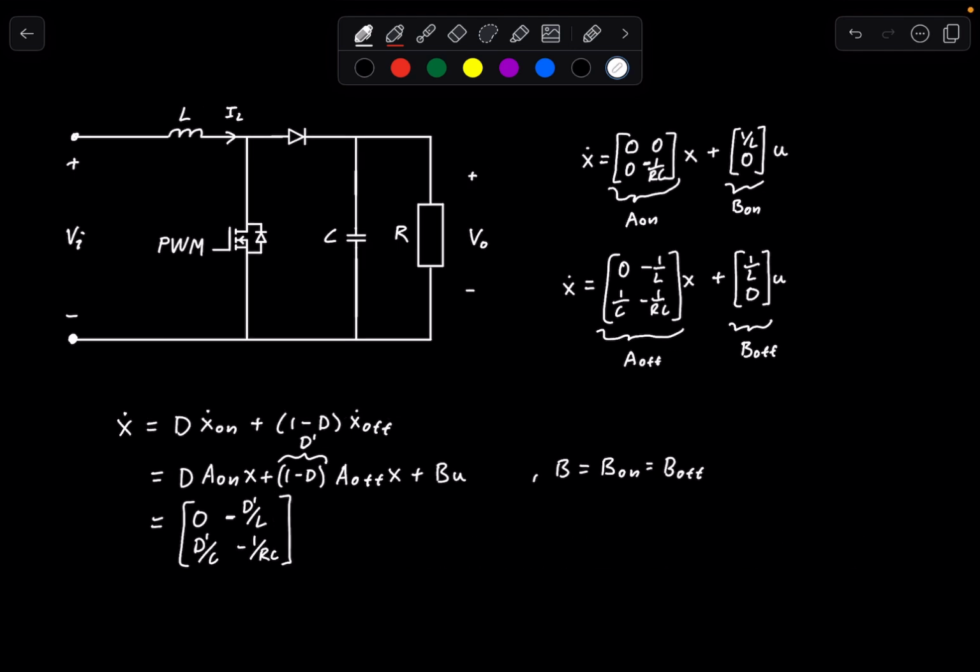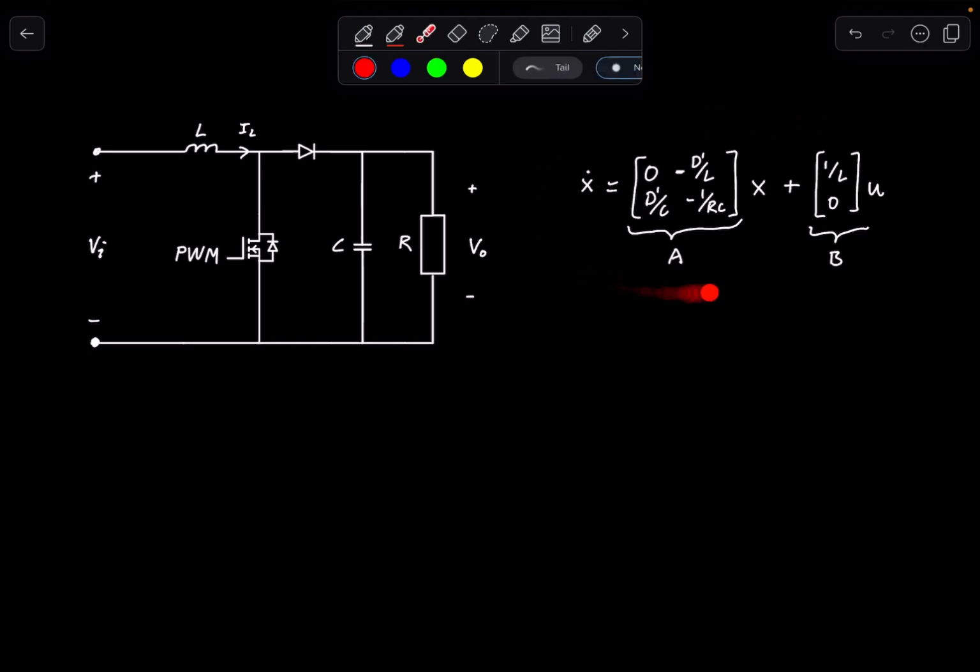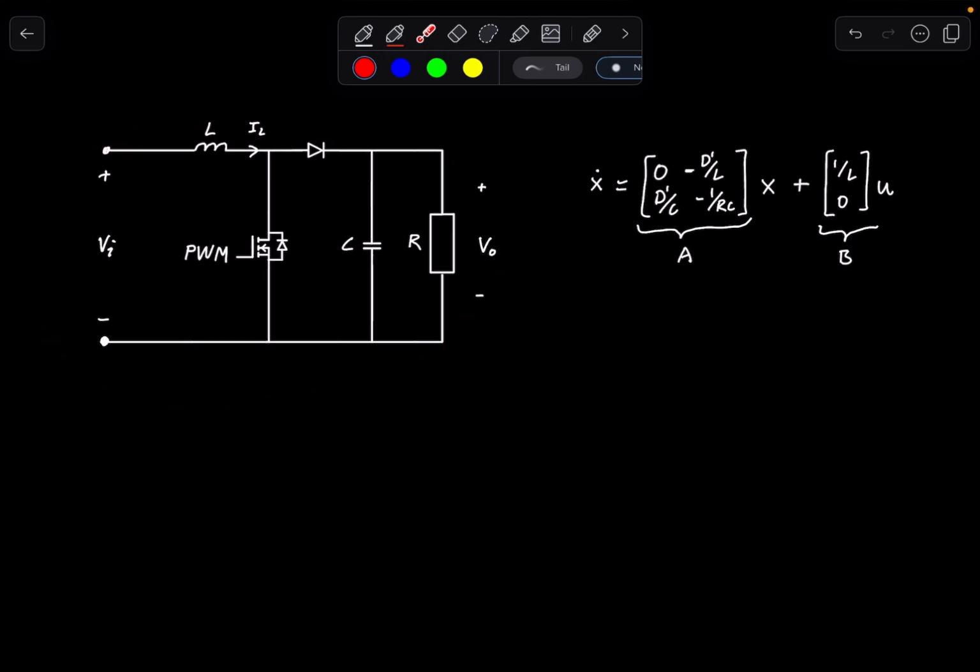And then we multiply by the X, and we add the B matrix as well, and multiply by U. So you can see that this is now the A matrix, and this is the B matrix. So this is the state space model for the boost converter. But the problem is that if we want to control the boost converter, we want to be able to change the duty cycle of the MOSFET. So therefore, we can't use this state space model.